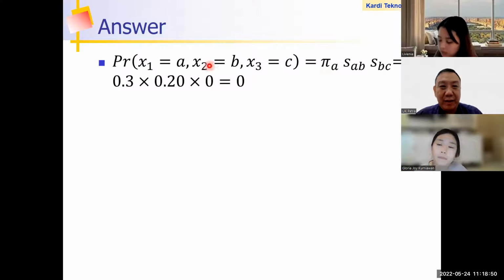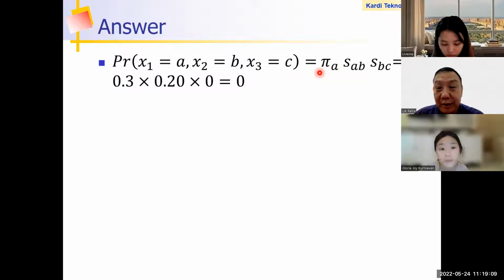Okay. The computation is still the same, the formula is still the same. When you plug in, you know that B to C is 0, so everything becomes 0. Just to make sure, if you look at the computation, very easy.